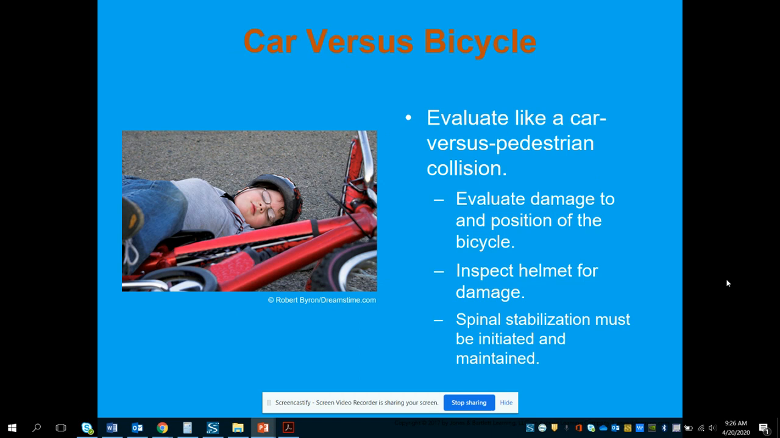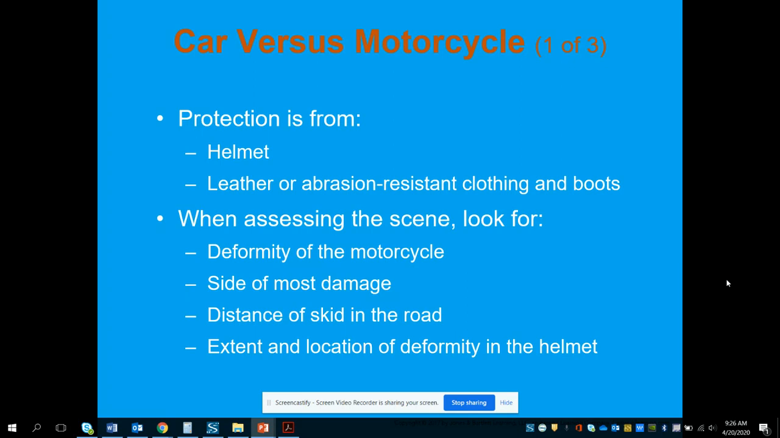Car versus bicycle, you want to evaluate this just like a car versus pedestrian collision. So you're looking at the damage and the position of the bicycle, looking at the helmet for any damage, and making sure that, of course, we are maintaining our spinal stabilization.